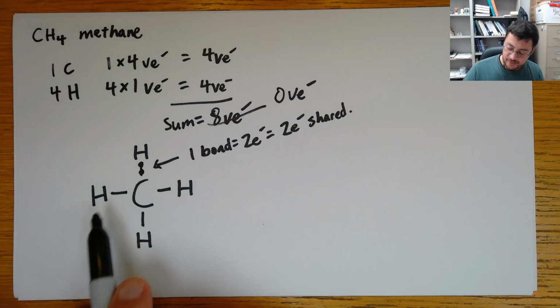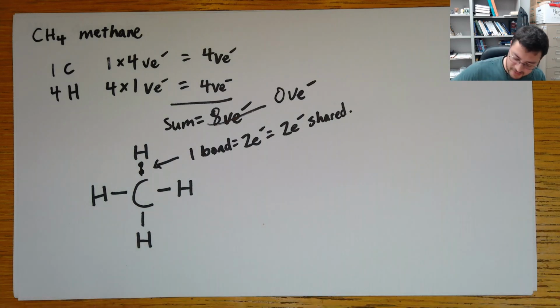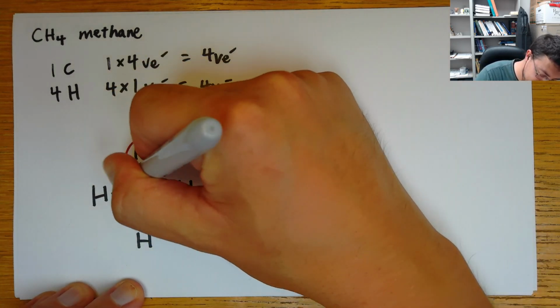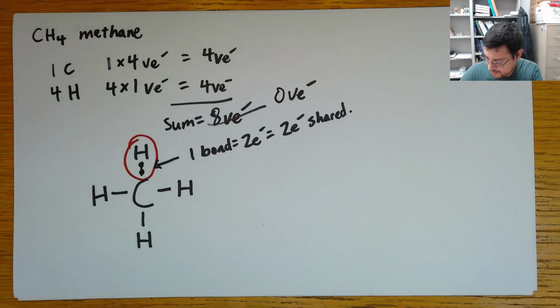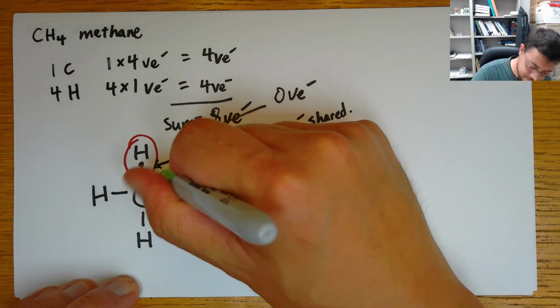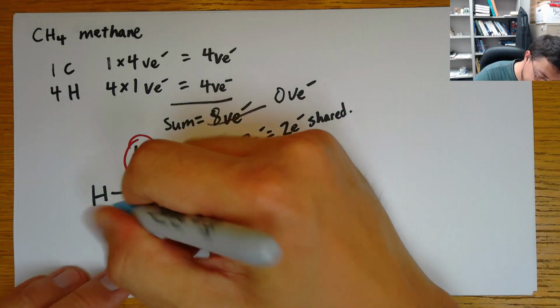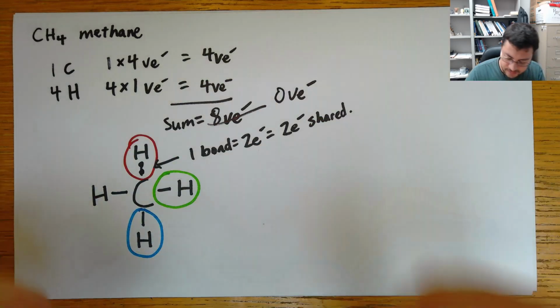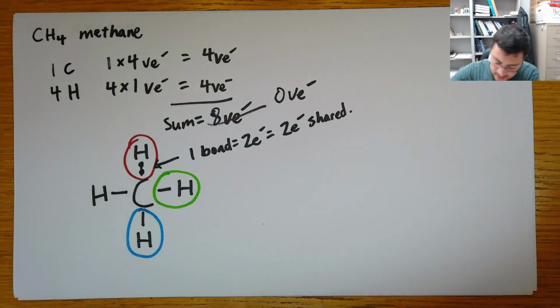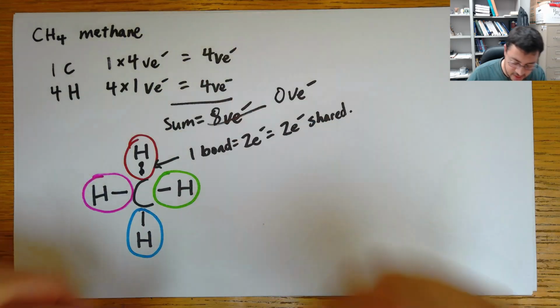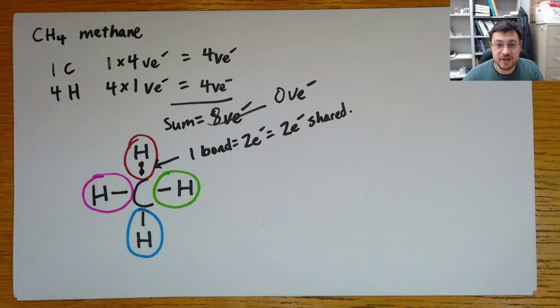You can maybe even do a Venn diagram sort of approach. This hydrogen has 2. This hydrogen has 2. 2, and 2. All of the outer hydrogens are at duet. They are good to go.